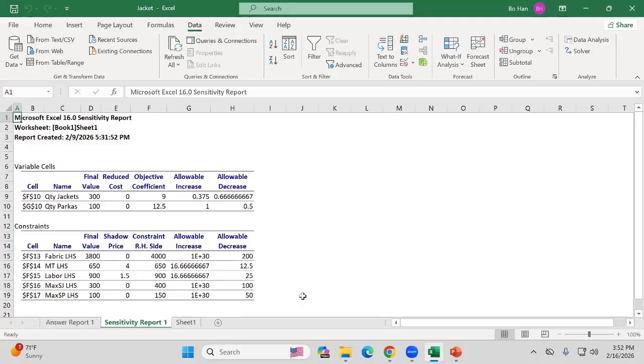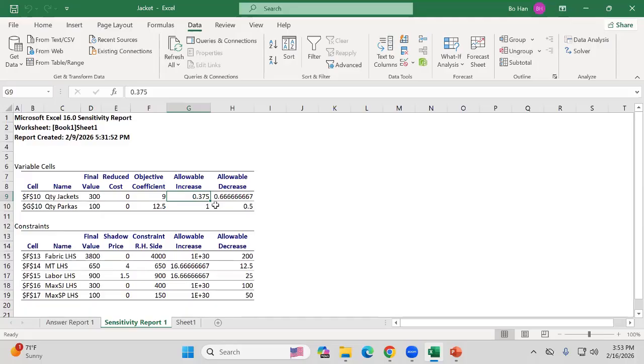In the variable cells, you can see the final value. Are they the same as the answer report? Yes. 300 jackets, 100 parkas, right? Same as the answer report. But why do we need to repeat this answer again? Here is the reason. In addition to the final values, we have an objective coefficient. We also have an allowable increase and allowable decrease.